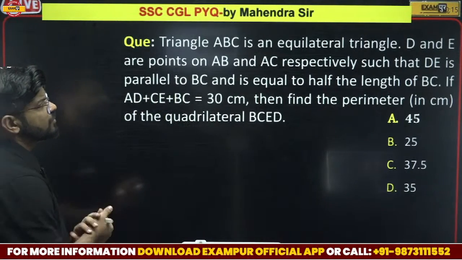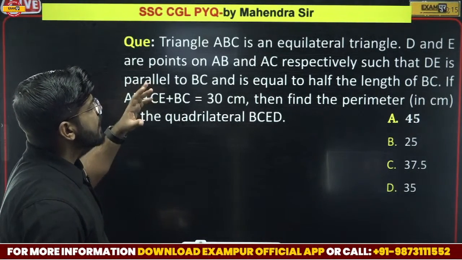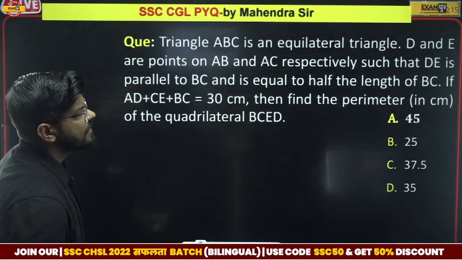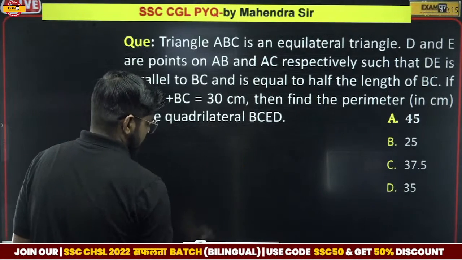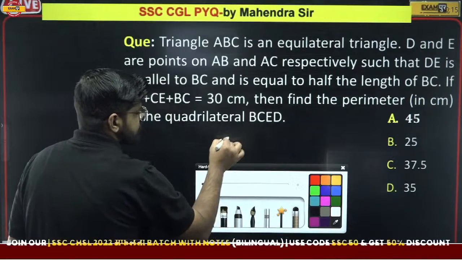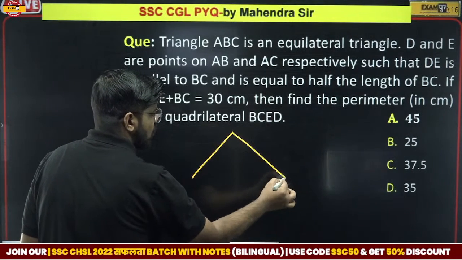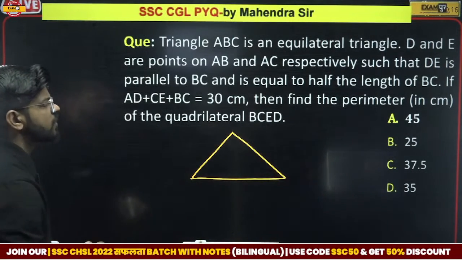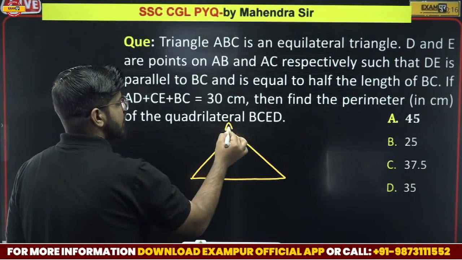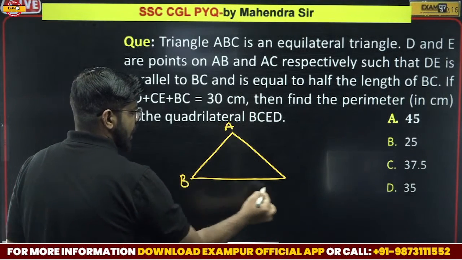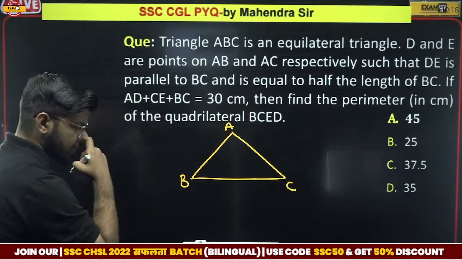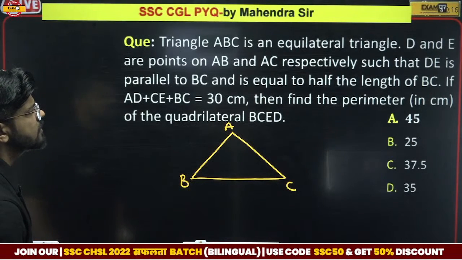So we have another question in front of you. Triangle ABC is an equilateral triangle. You know that in an equilateral triangle all sides are equal. So this is A, B and C.